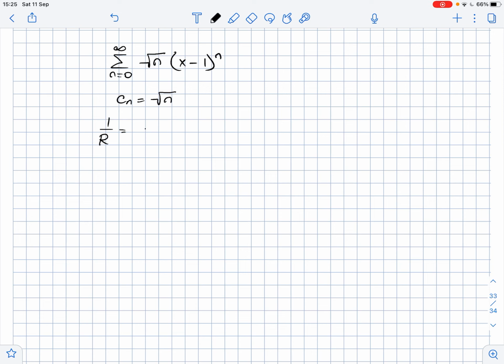Then the formula for radius of convergence is 1 over r equals the limit of C(m+1) over Cm, where m goes to infinity. Then this equals the limit of the absolute value of square root of m plus 1 over square root of m, where m approaches infinity.